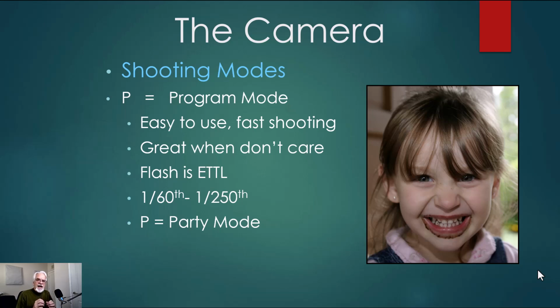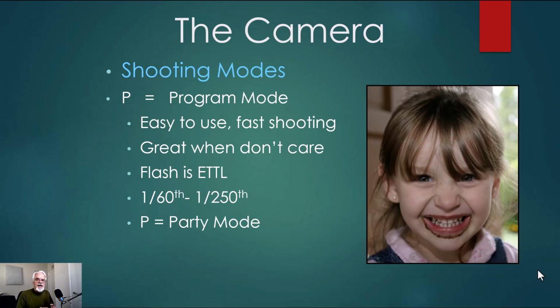I added the flash and it filled it in nicely. So back to the shooting modes here. The first one is P mode, or program mode. It's very easy to use. It's for fast shooting. It's great when you don't care about the quality of your picture.